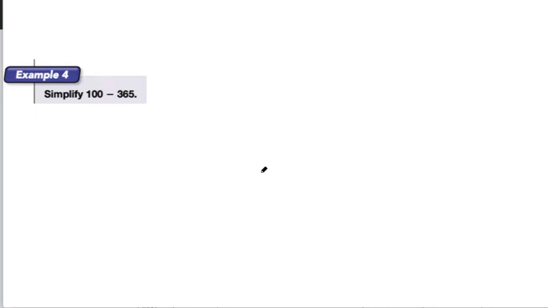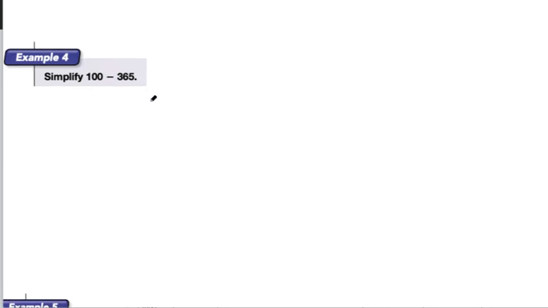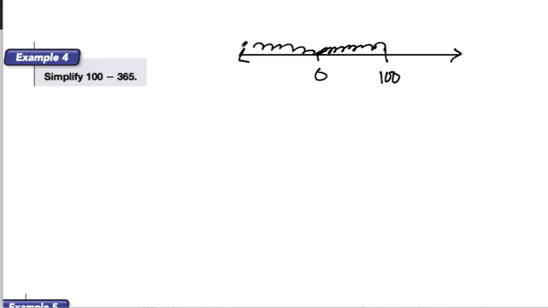All right, so this next one, we've got to simplify this: 100 minus 365. I don't remember how much negative and positive numbers we talked about, but here's the deal. If I have 100 and I'm going backward on, let's say, the number line, going backward 365 steps. Here's 100. Here's 0. So if I go back 100 steps, I'm at 0, right? But I've got to go back 365 steps. So that means I've got to go back more. In fact, I've got to go back the difference between 365 and 100.